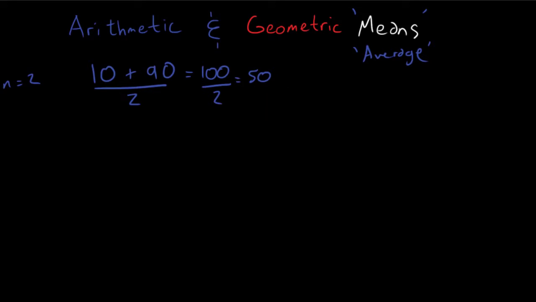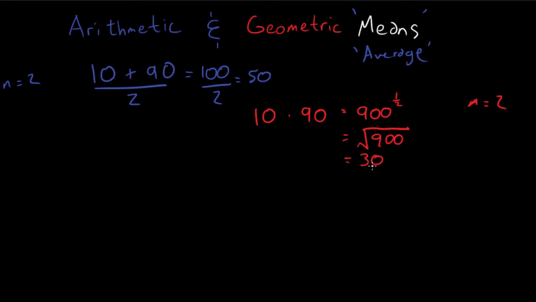Now, if we're going to get the geometric mean, we start with 10 and multiply by 90, which gives us 900. When we count again, there are two terms, so n is equal to 2. This time we wouldn't divide by 2. We would raise to the power of 1 over n, 1 over 2. Some of you might recognize that as the square root of 900, which is 30.